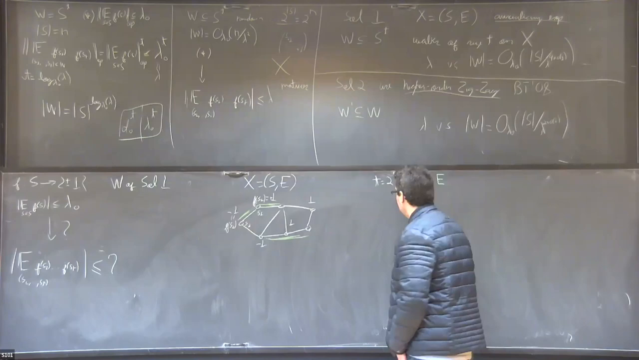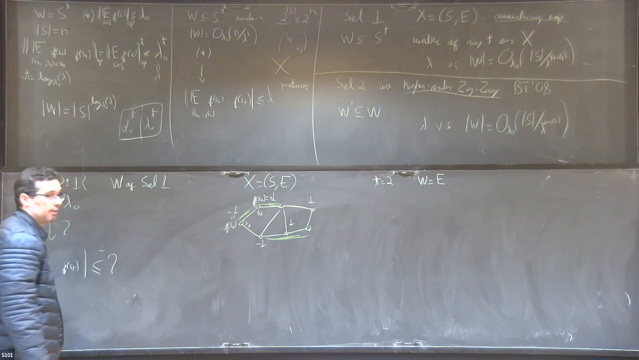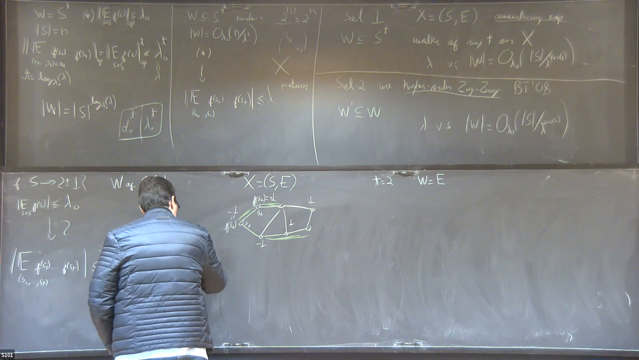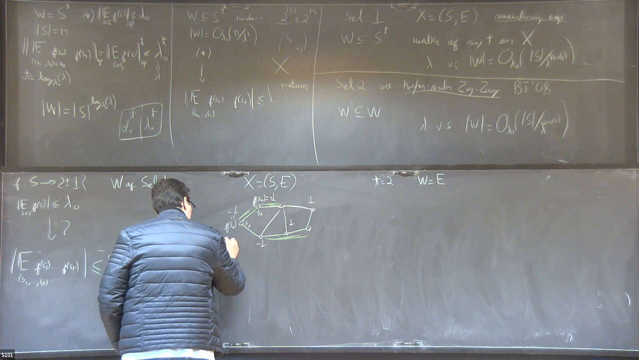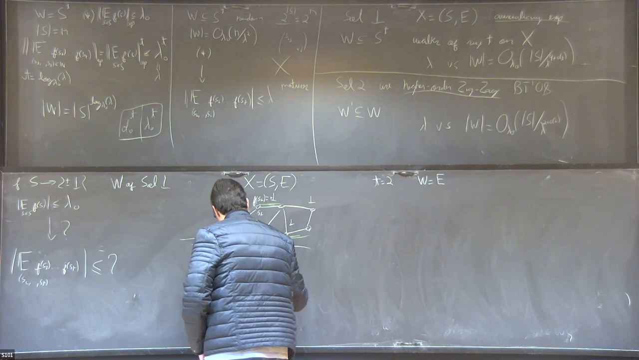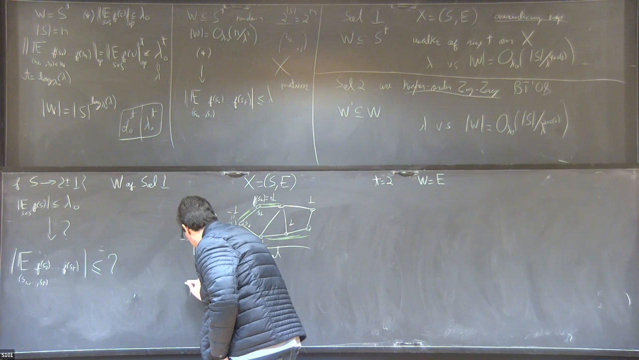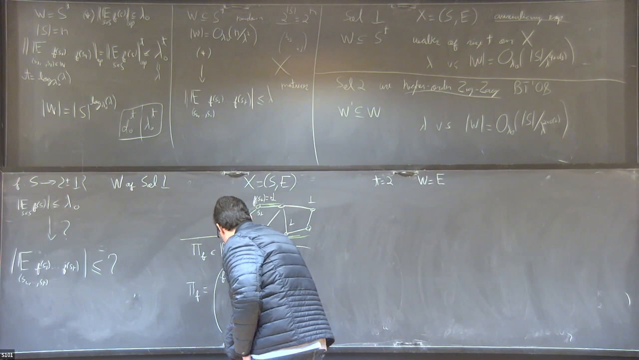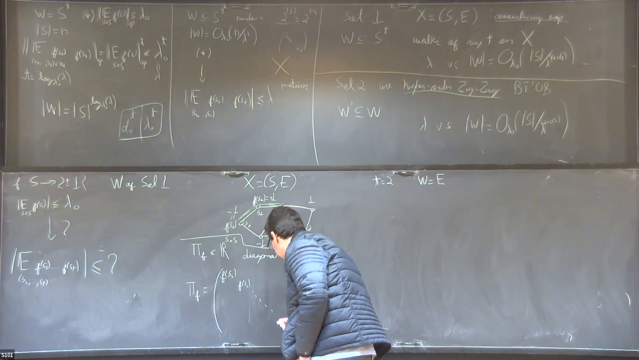It's going to be very convenient to define some diagonal matrix that encodes F. So you're going to define a matrix pi associated with F. That's going to be a matrix in R^S cross R^S, and it's going to be a diagonal matrix. And this matrix is going to have the values here. So pi of F is going to be F of S1, and so on, assuming that F is an indicator.